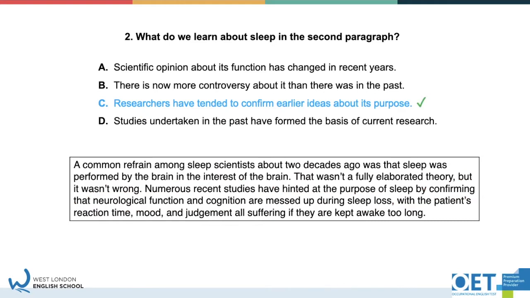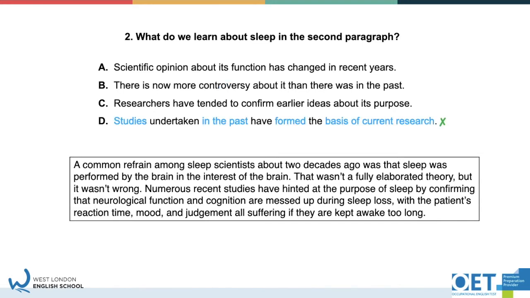Let's have a look at the other answers and why they are not correct. So A, scientific opinion about its function has changed in recent years. Well, again, we can see the 2 decades ago is the past and the numerous recent studies is the present. But actually, they are talking about the same thing. There is no change, so it can't be the answer. If we look at B, there is now more controversy about it than in the past. Well, if we have a read through this paragraph, there's nothing there actually about controversy. There's nothing there about differing opinions, especially when we're comparing the past and the present. The only thing that's said is that it wasn't a fully elaborated theory.